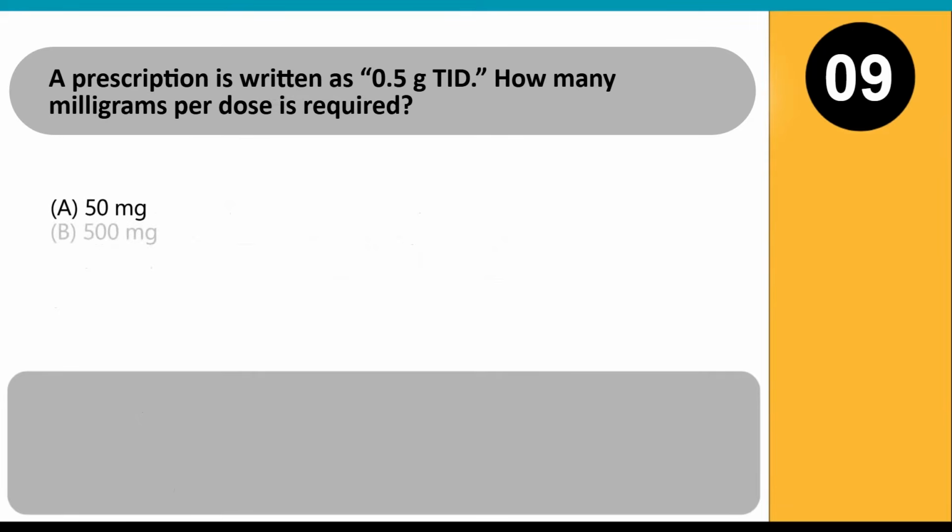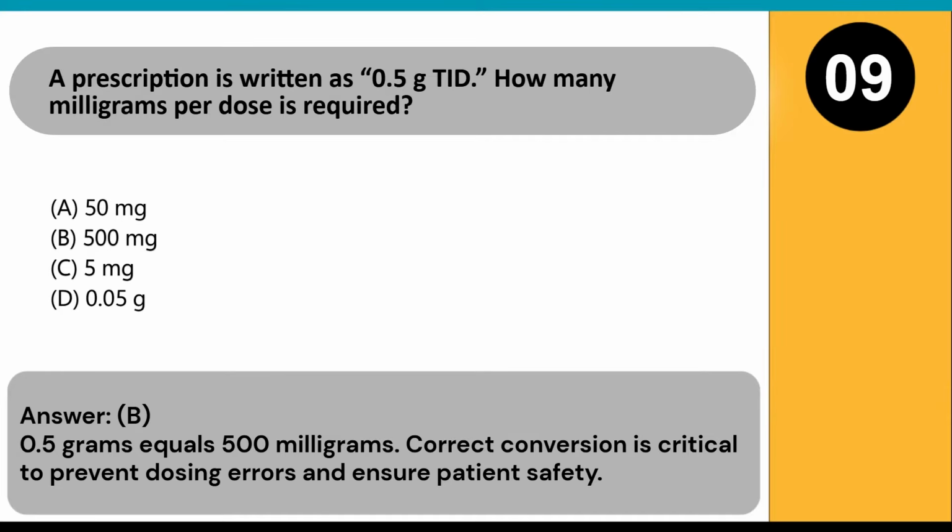A prescription is written as 0.5 g TID. How many milligrams per dose is required? A. 50 milligrams. B. 500 milligrams. C. 5 milligrams. D. 0.05 g. Answer, B. 0.5 grams equals 500 milligrams. Correct conversion is critical to prevent dosing errors and ensure patient safety.